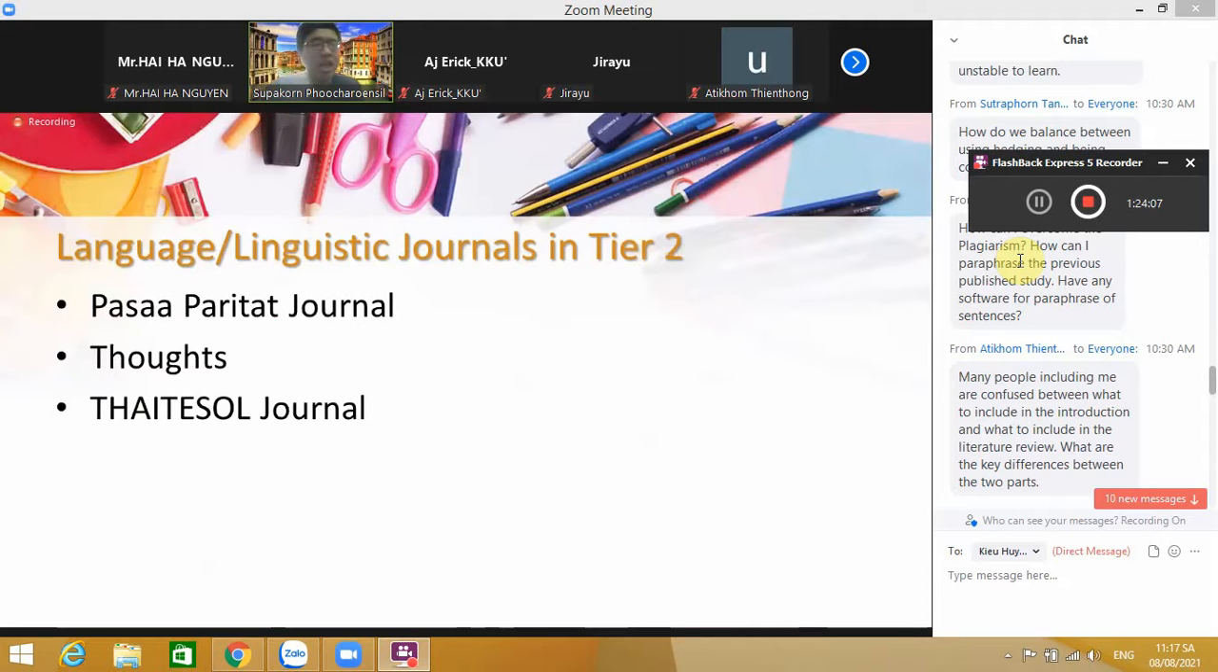Okay. There are also some good journals in tier 2, for example, ภาษาปริทัศน์ Journal, Thoughts, and Thai TESOL Journal. There is another journal that is very good and I love it. It's the NIDA Journal of Language and Communication, published by NIDA, right? It used to be in tier 2 and now it has been re-indexed in tier 1. So it's another good journal, right?